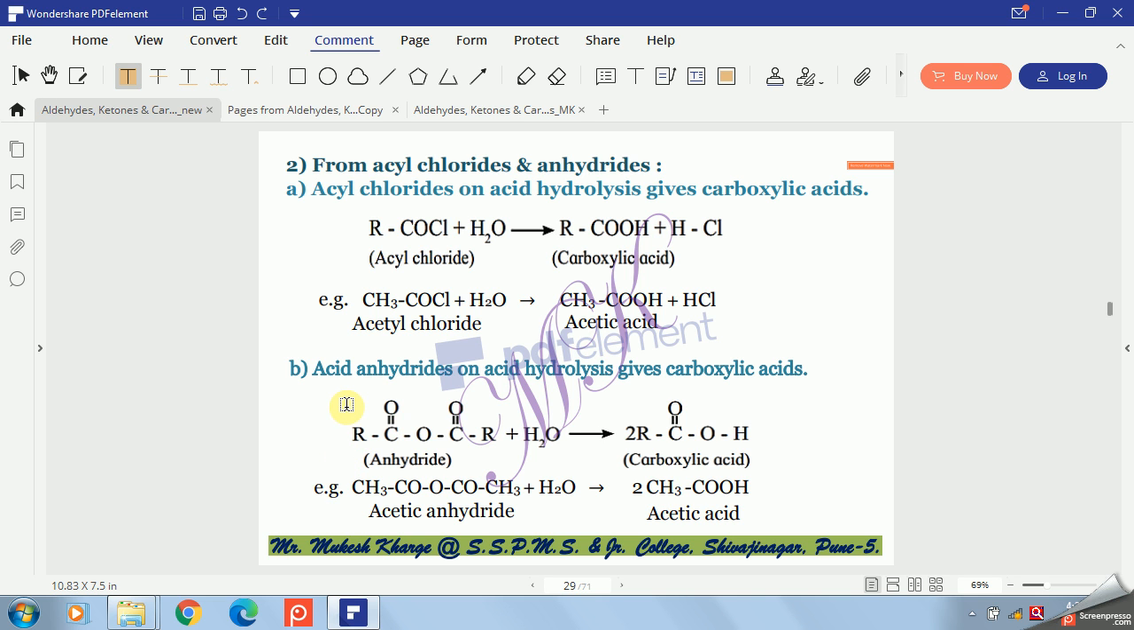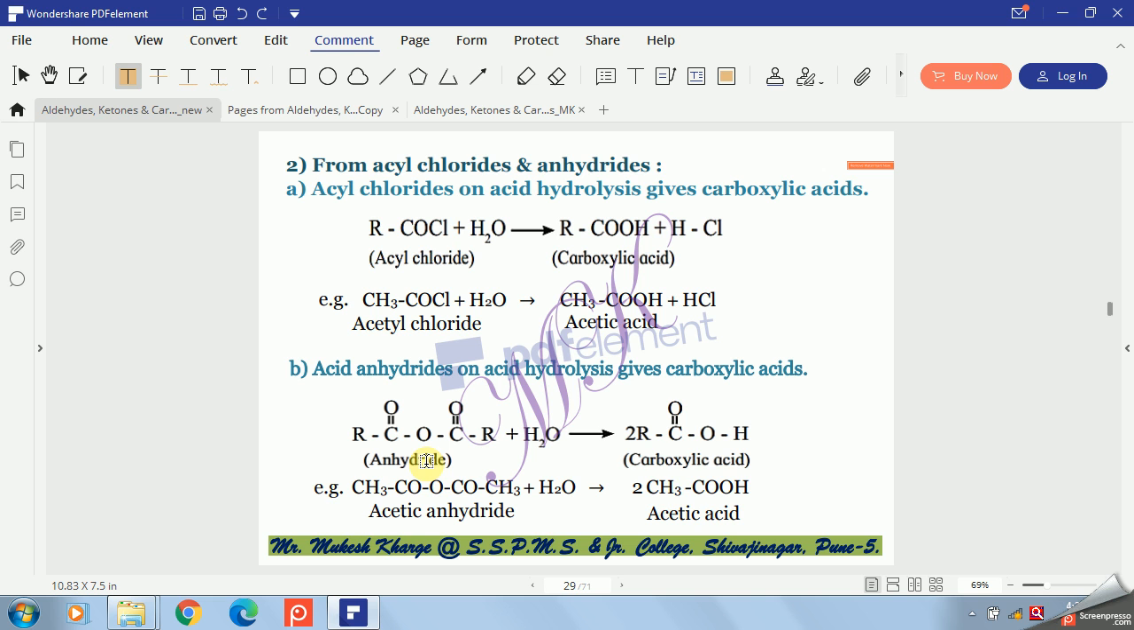Then acetic anhydride, if we take it, we can also prepare acetic acid. So again the reaction is the same. We have to carry out hydrolysis in presence of acid, H2O in presence of H plus. What is acetic anhydride? CH3COOCOCH3, that is acetic anhydride, reacting with water in presence of acid H plus.